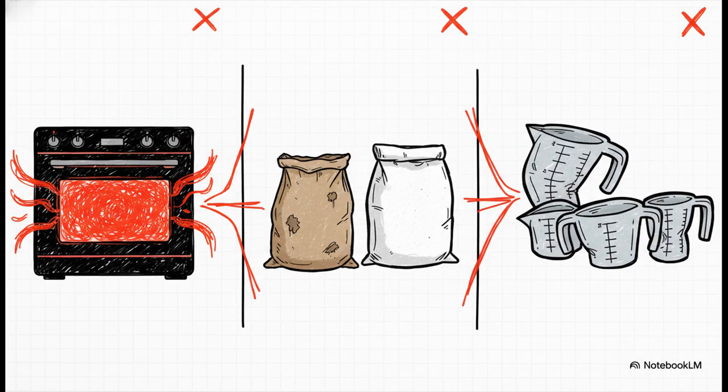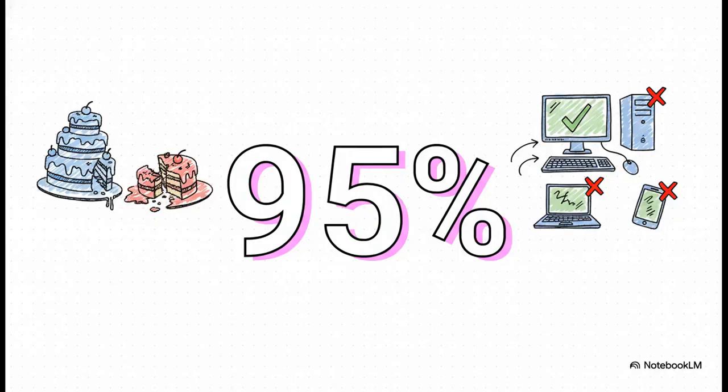But here's where it all goes wrong. Your friend's oven runs a little hot. Another friend uses a different brand of flour that's just slightly different. Someone else's measuring cups aren't quite accurate. See, every kitchen is its own unique environment, just like every developer's computer. And the result? 95% of the time, the cake just doesn't come out right. It's dry, it's dense, it's a disaster.